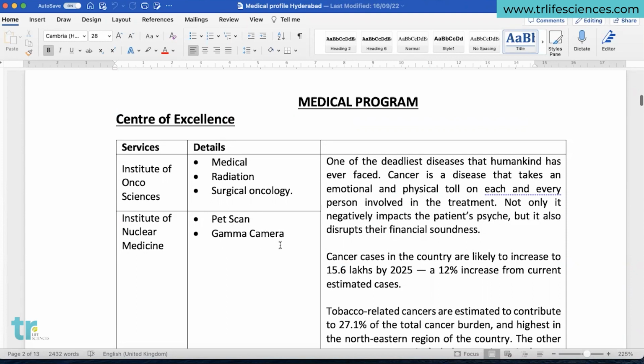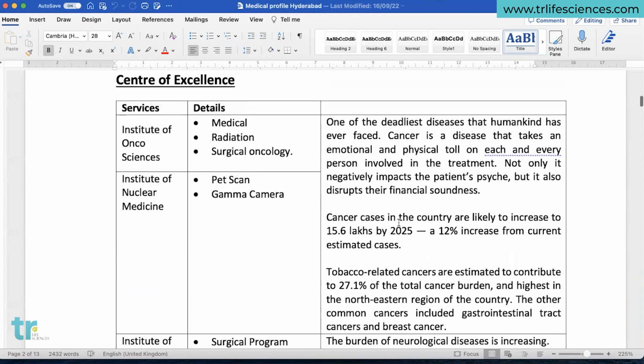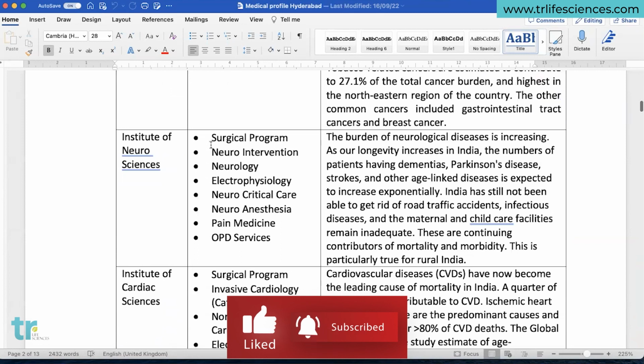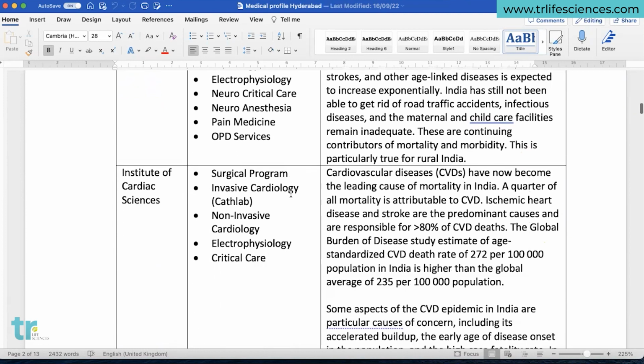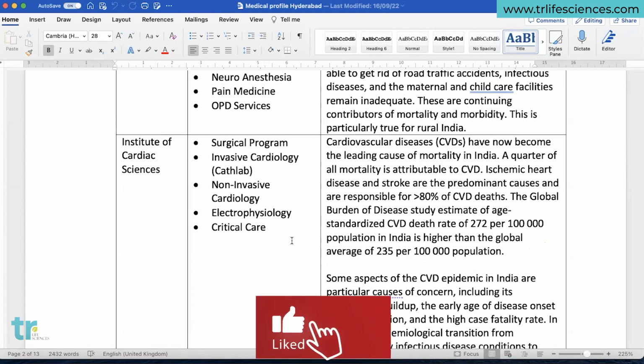The PET scan and gamma camera will be there. We also provide some detailed data on the disease pattern in the country for this specific center of excellence department. Then the next one is the Institute of Neurosciences, which covers the surgical program, neurointervention, neurology, electrophysiology, critical care, neuro anesthesia, pain medicine, and OPD services. The next department we propose is the Institute of Cardiac Sciences, which includes the surgical program, cath lab, non-invasive cardiology, EP study, and critical care.